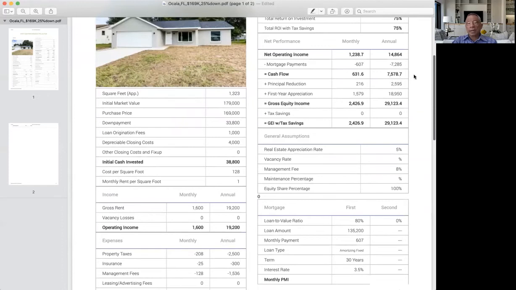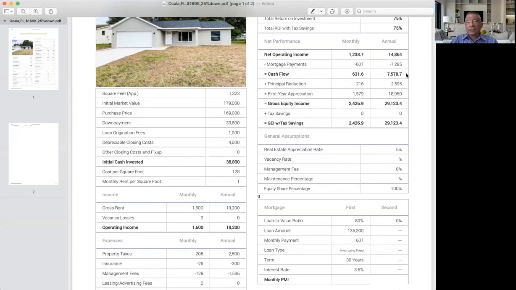Easy. I add the annual net cash flow, which is in this case 7,578. Then I add the principal reduction benefit, which is 2,500. You're paying down your mortgage. There's some intrinsic value associated with paying down your mortgage in the first year, which in this case is another $2,000-something dollars per year. Then at 5% appreciation, 5% multiplied by 169K. At the end of the first year, projected appreciation, your house gains in value another 18,500.